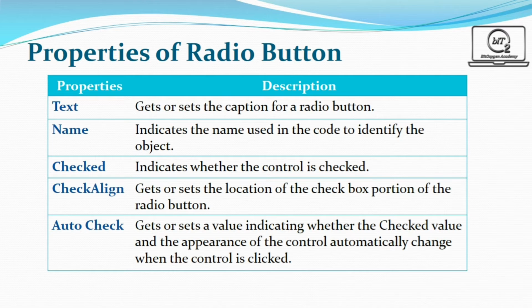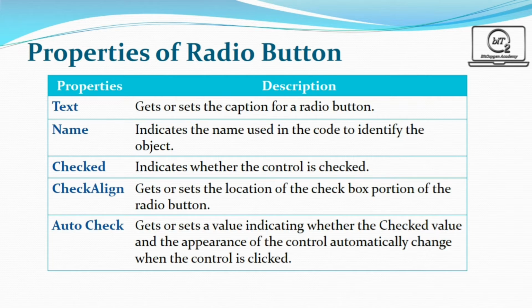Some of the properties of the radio button control are Text, Name, Checked, CheckAlign, and AutoCheck. Text property. The text displayed within the control is set with the Text property, which can contain access key shortcuts. Name property indicates the name used in the code to identify the object, as we can say like an ID.